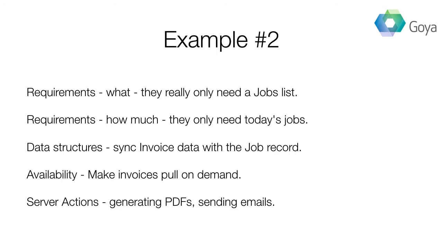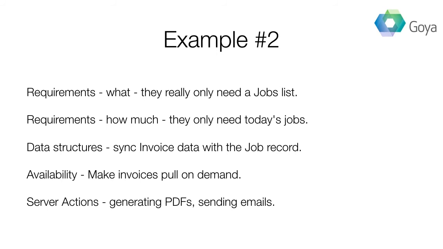So how much information do they need? Realistically, today's, maybe tomorrow's jobs, maybe the week planned in advance. They don't need the job they went to 3 months ago. They don't need the job they're going to visit in 3 months' time. So think about the dates that you're showing. Think about your data structures.